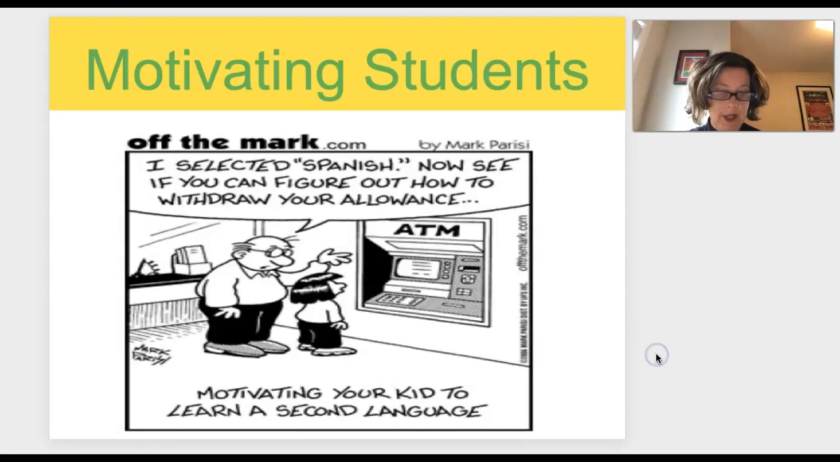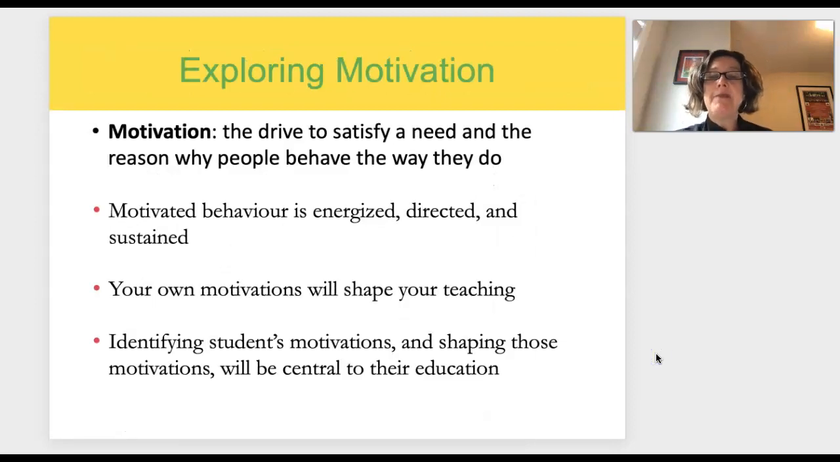Okay, so here we go. Exploring motivation. Basically, the definition of motivation is the drive to satisfy a need and the reason why people behave the way that they do. So why are people motivated? Why are you motivated to be at school? Or why are you motivated to say, no, I'm going to work. No, I'm going to procrastinate, or no, I'm going to get on those videos and watch all those videos right now and stay ahead, right? That was a little subliminal thing there. Okay. So it's the reason why people behave the way they do.